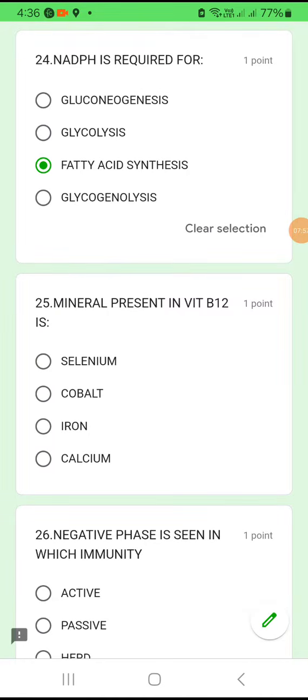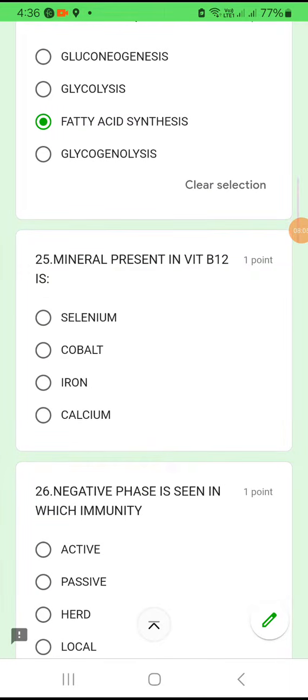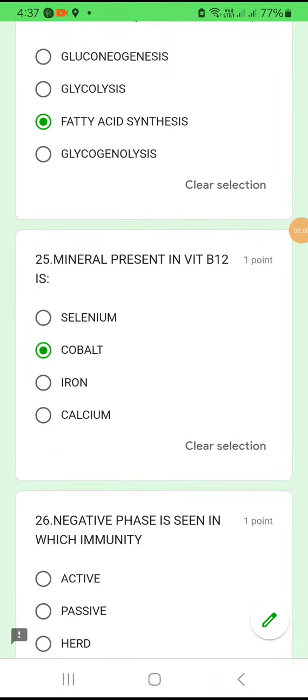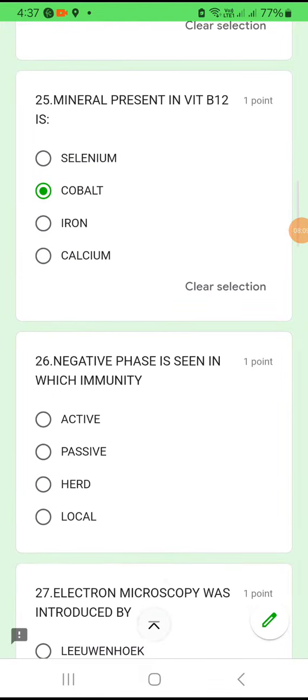Mineral which is present in vitamin B12. Which is the mineral which is present in vitamin B12? Selenium or cobalt or iron or calcium. The one which is present in vitamin B12 is cobalt. Okay, so option B is the answer.